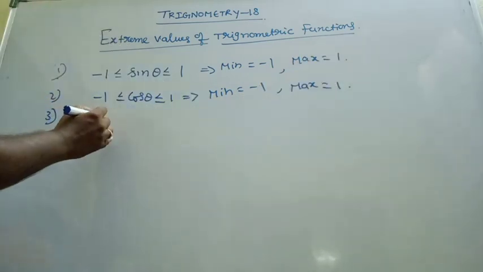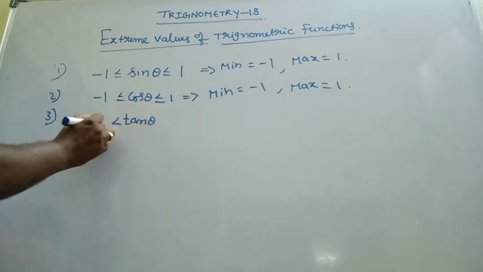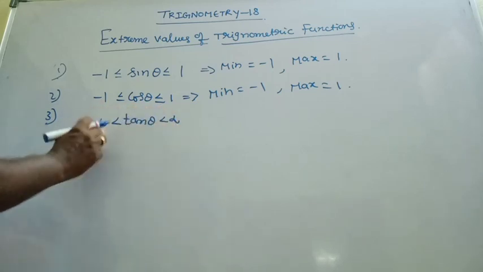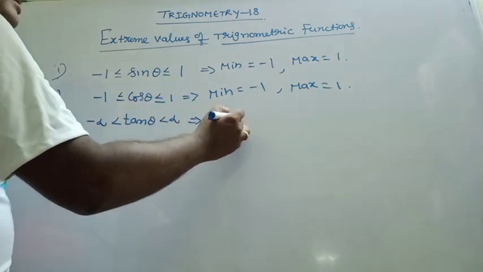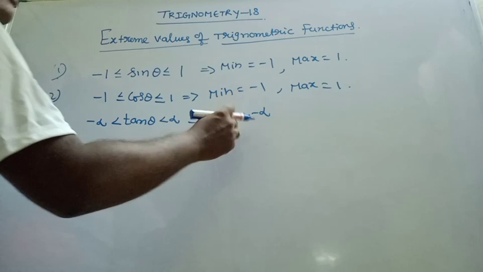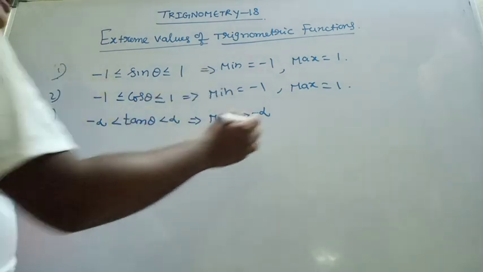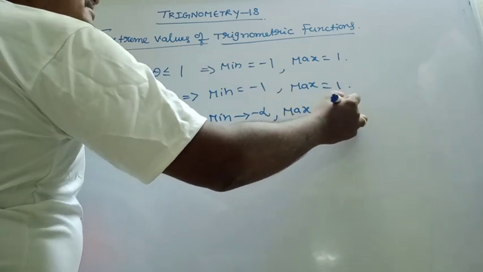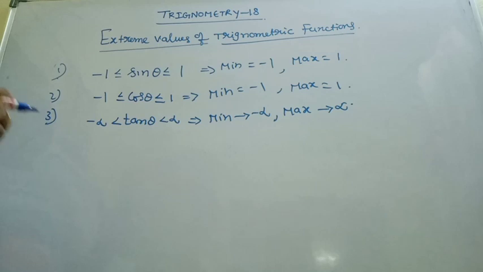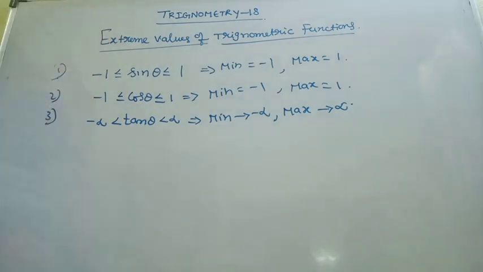Next, you see, my dear students, tan theta, which is not included and it is lying between -infinity to infinity. That means the minimum value will be nearer to -infinity. It will never take -infinity, but it will be nearer to -infinity. And the maximum value also is nearer to +infinity. It will never take +infinity because its value is not known to us. It will be nearer to +infinity, right? This is what you are going to have.